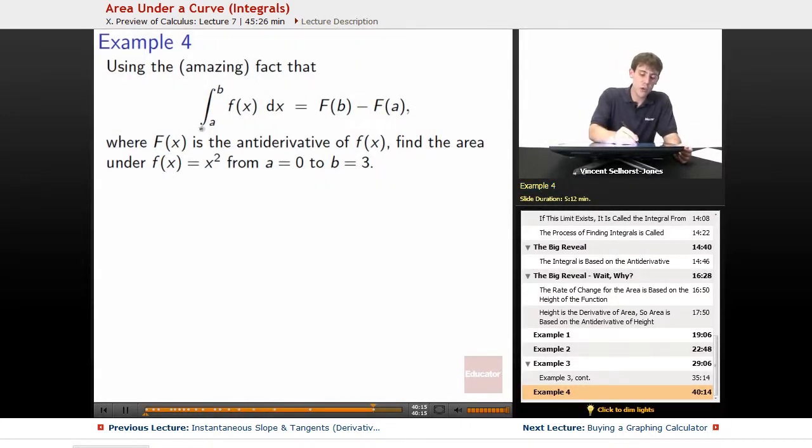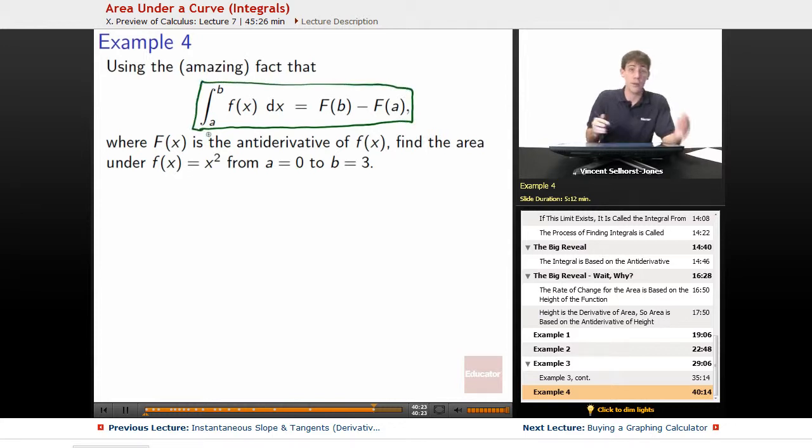...the fact that the integral from a to b of f of x dx is equal to the antiderivative of f evaluated at b minus the antiderivative of f evaluated at a. Remember, the integral is just the area underneath the curve from a to b for some curve defined by f of x. Find the area under f of x equals x squared from a equals 0 to b equals 3.